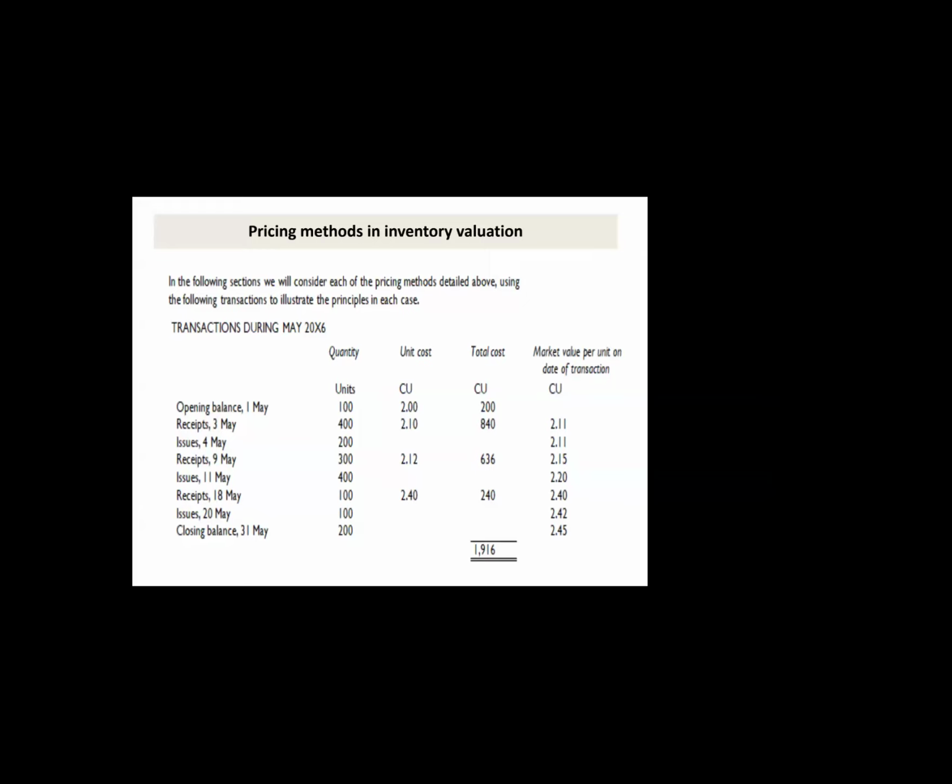Then on 11 May we issued 400. So the cost of issue would be the 300 at 2.12 and 100 at 2.10. Excellent. And our inventory status after 11 May? 100 at 2.10 and 100 at 2.00. Great.